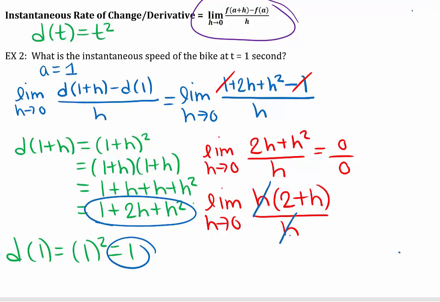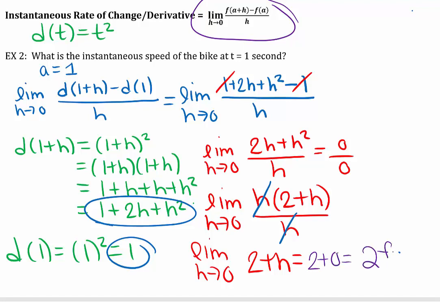Now I can cancel that common factor out, and I am just left with the limit as h goes to 0 of 2 plus h. To finish this problem, I am going to plug in that h equals 0 again, and I will no longer get something that's indeterminate. Instead, 2 plus 0 is just 2, and that is my solution. The instantaneous rate of change, or the instantaneous speed of the bicycle, exactly at 1 second, is 2 feet per second.